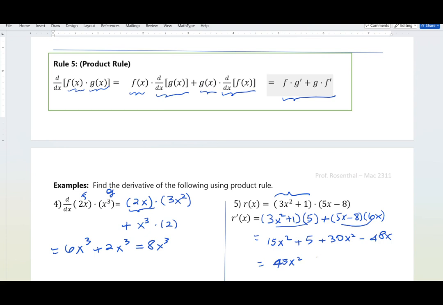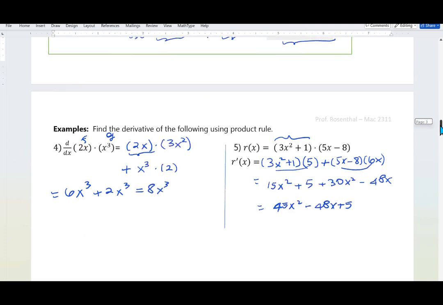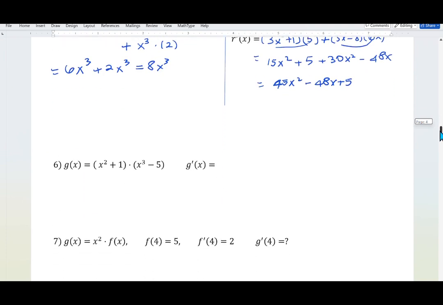And then the next highest degree term is minus 48x plus 5. And I think it would be a good practice example if you distribute it first and then take the derivative. You should get the same exact answer, which is nice. You have a way to check these questions' answers by doing it both ways if you choose to.